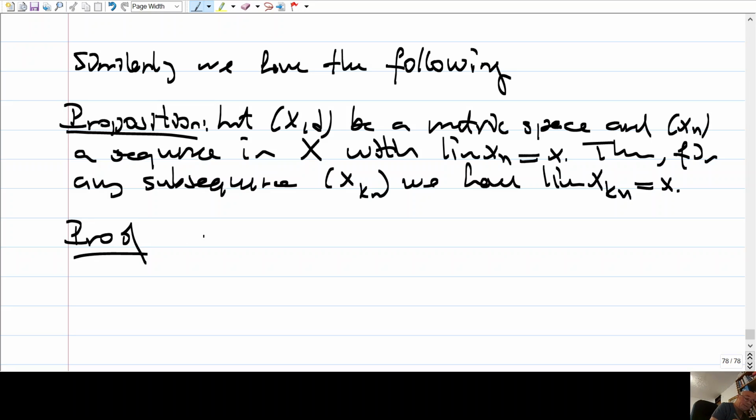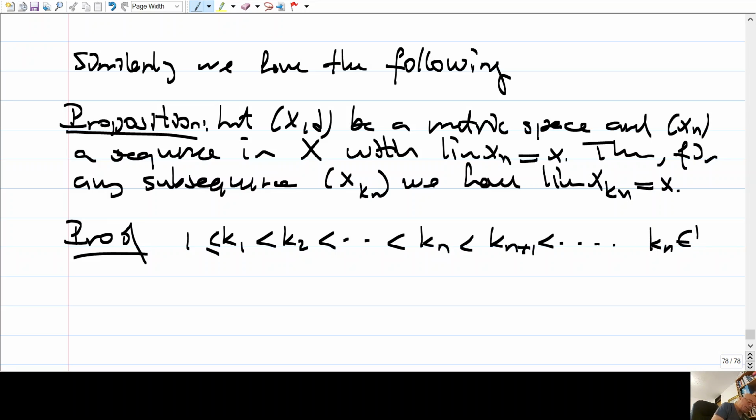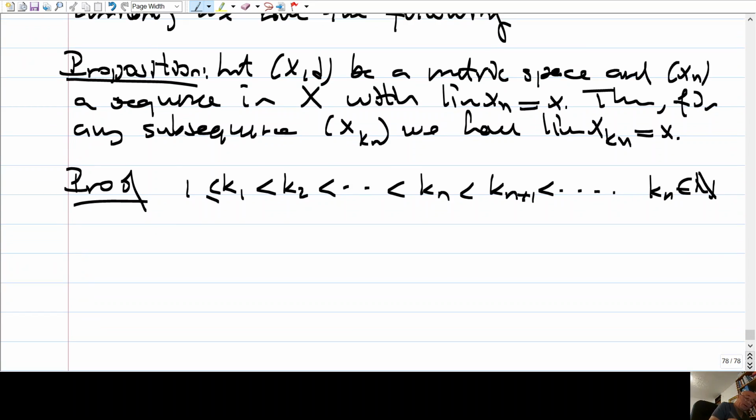Remember, what's a subsequence? Subsequence means the following. I have an increasing sequence of integers, so here the k_n's are integers, and I am just looking at the terms of the sequence starting with k_1. So x_{k_1} and then x_{k_2}, x_{k_3} and so on, right? I just pick some terms of the sequence. And our claim is that if x_n has a limit, then any subsequence you choose has the same limit. Okay, and the proof is very simple.